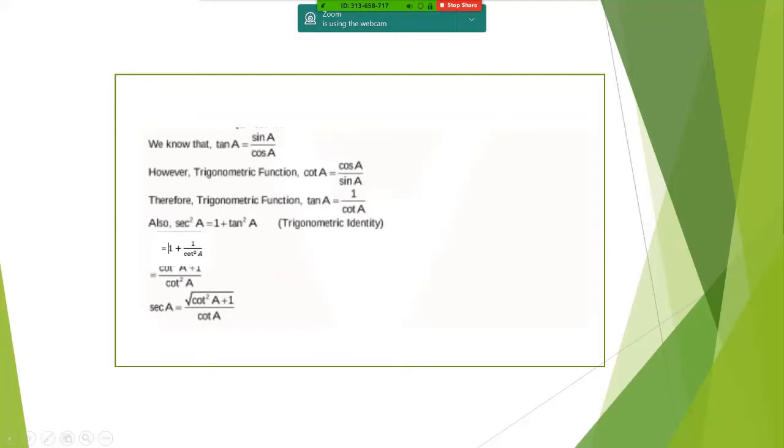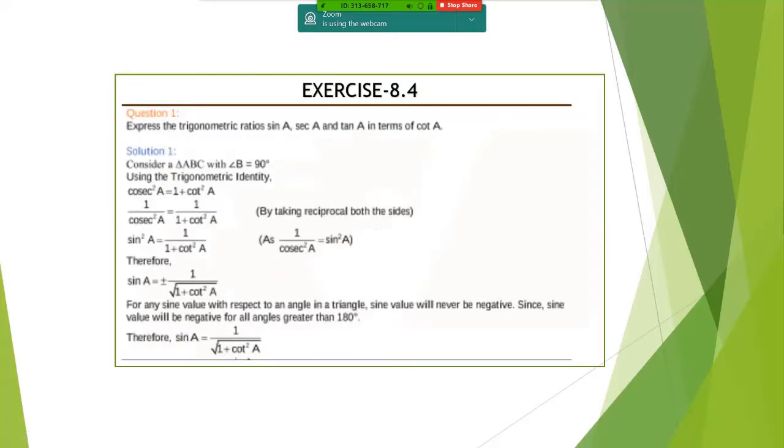So thus, we could show all of the three: sine A in terms of cot A, tan A in terms of cot A, and also secant A in terms of cot A.